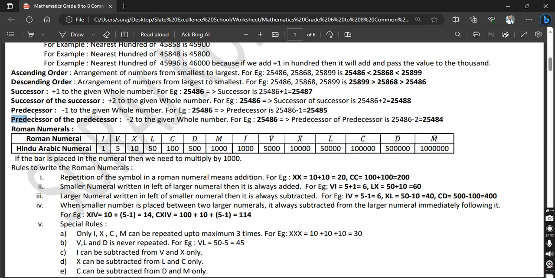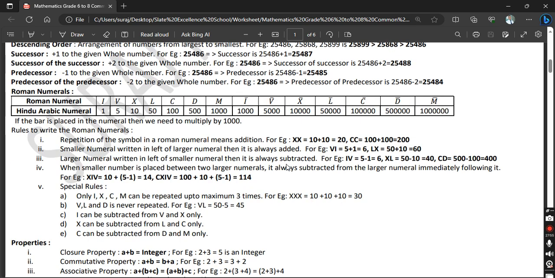And similarly they can play the trick: predecessor of predecessor means double predecessor, then you need to do minus 2 of the given number. For example, 25486, if I need to find out the predecessor of the number, then the answer will be 25486 minus 2. And if it is only one predecessor, then I will do minus 1. Now let us move to the next.